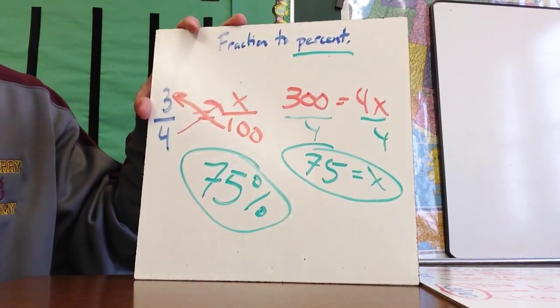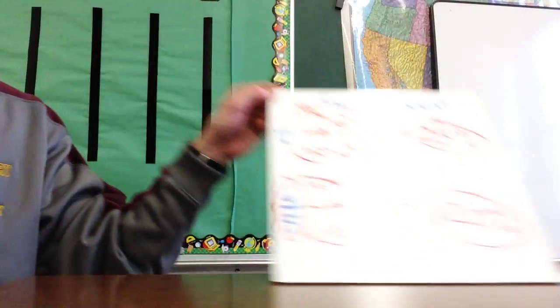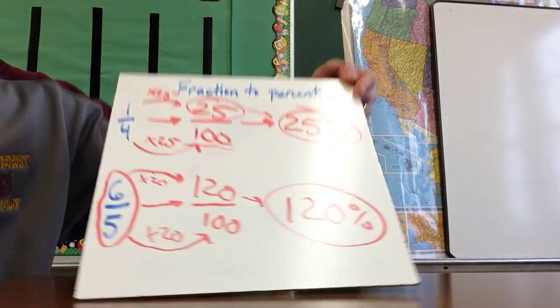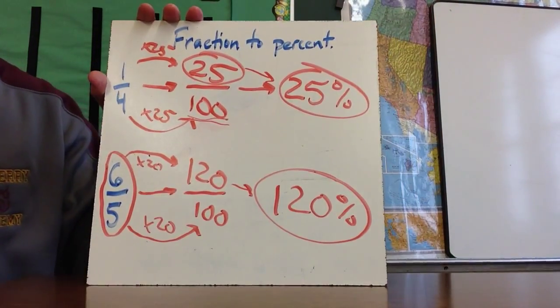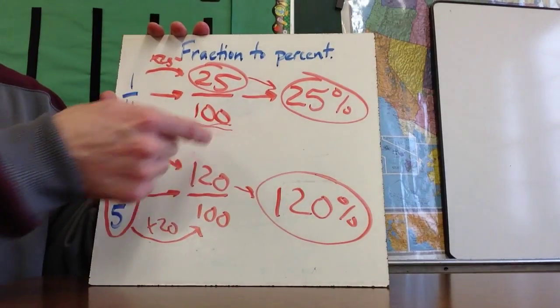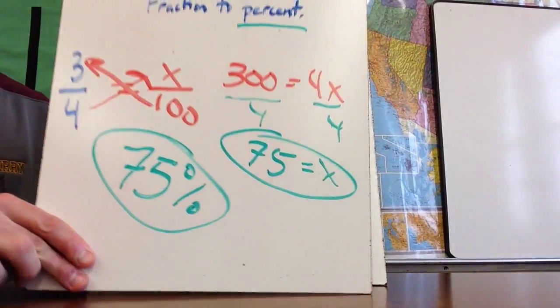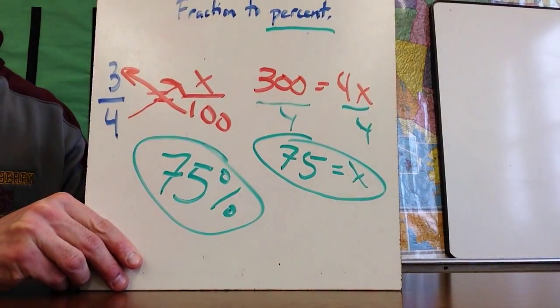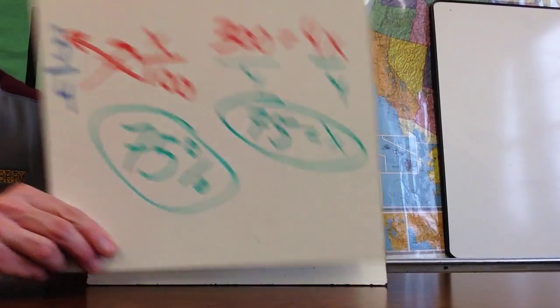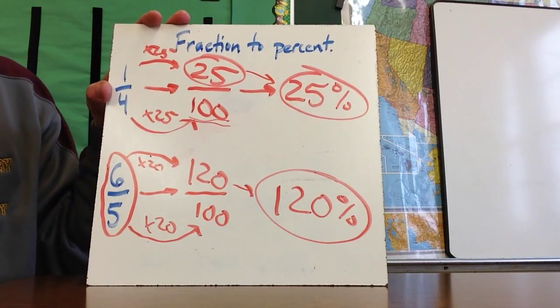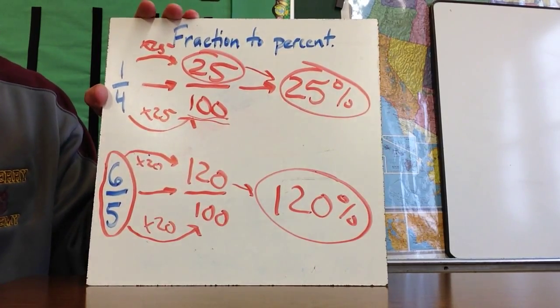These two ways are very similar. You can see that either way I'm trying to get 100 as my denominator. Here's the other way. Still got 100 as the denominator. It's just that this way you are cross-multiplying, and this way you're doing the opposite of reducing a fraction. You're increasing the fraction.